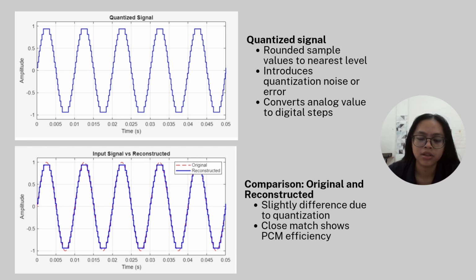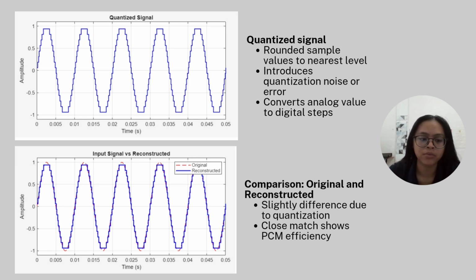Lastly is the comparison between the original signal in the red line and the reconstructed signal in the blue line. As you can see, the reconstructed signal follows the original shape quite well, even though it's not perfect. This shows that PCM can digitize analog signals efficiently, preserving the overall waveform while simplifying it for digital transmission.